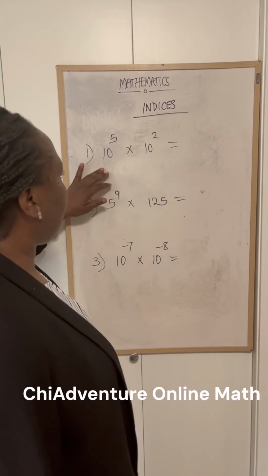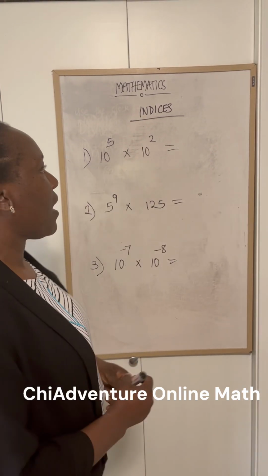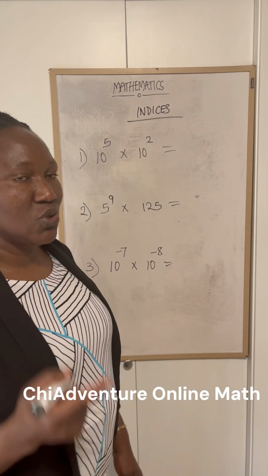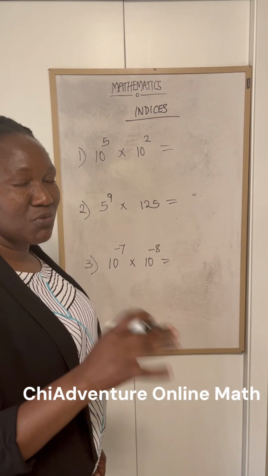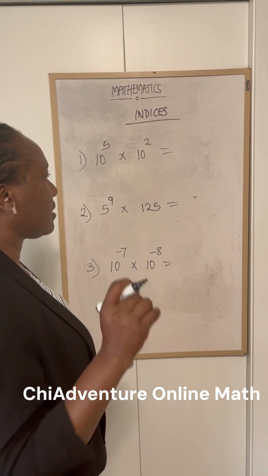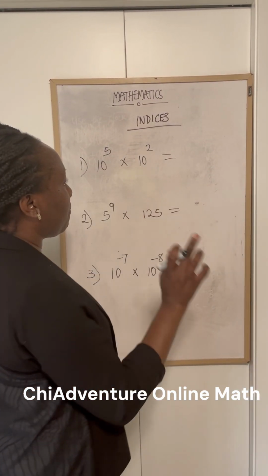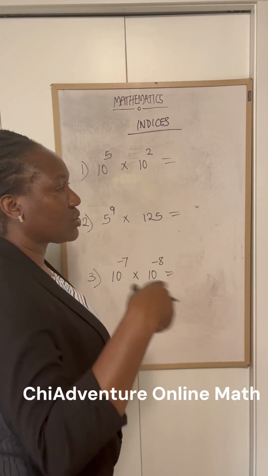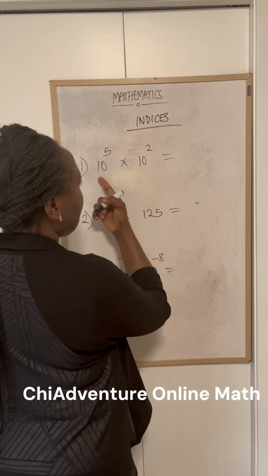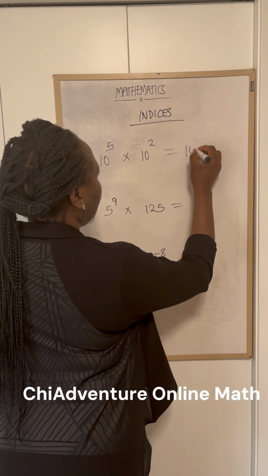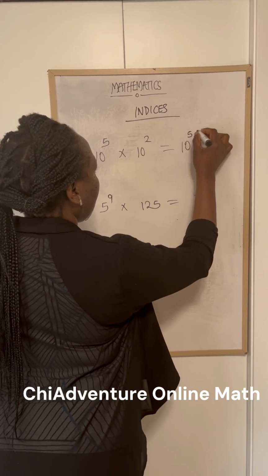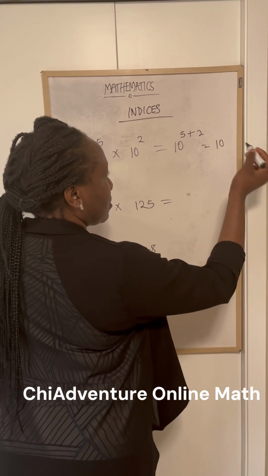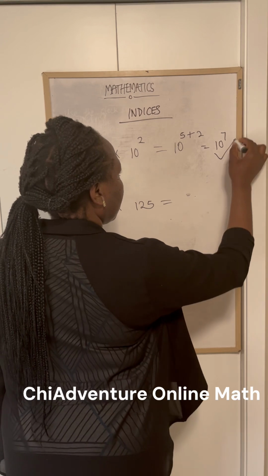So here I have 10 raised to the power of 5 times 10 raised to the power of 2. And remember, in indices, your base must be the same for you to actually solve it. I didn't mention that in the previous video. So 10 raised to the power of 5 times 10 raised to the power of 2. Remember, in indices, multiplication turns to addition. So as long as our bases are the same, this will be 10 raised to the power of 5 plus 2. And this is 10 raised to the power of what? 5 plus 2 is 7. So 10 raised to the power of 7.